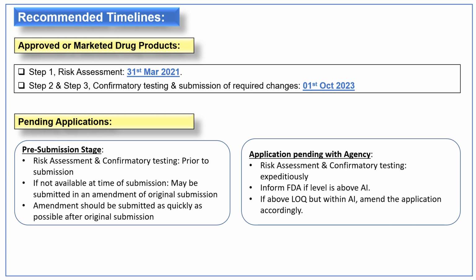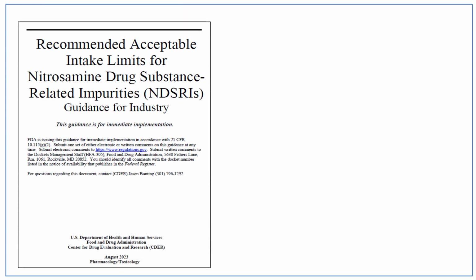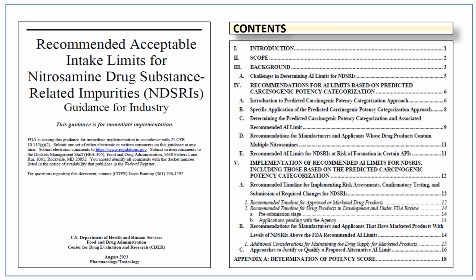Now we move to the next guidance, that is the limit, or how to determine the limit for the nitrosamine drug substance related impurities, which was published recently in August 2023. This is the latest guidance, recommended acceptable intake limits for the nitrosamine drug substance related impurities. The content includes the introduction, scope, background and recommendations for the acceptable intake limits, the implementation of recommended intake limits for the NDSRIs, and there's an appendix which provides the determination of the potency score.